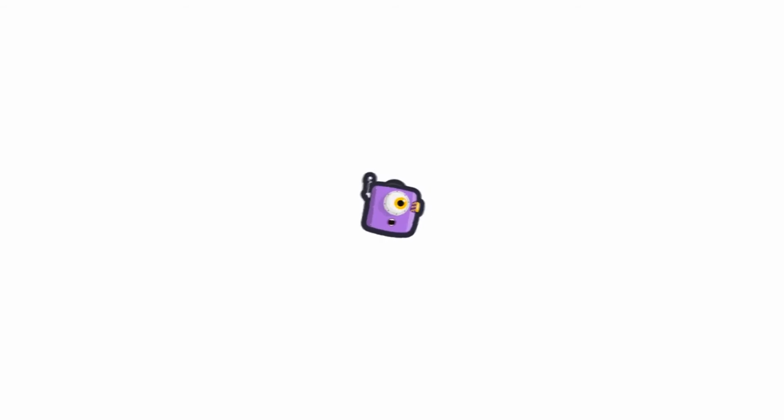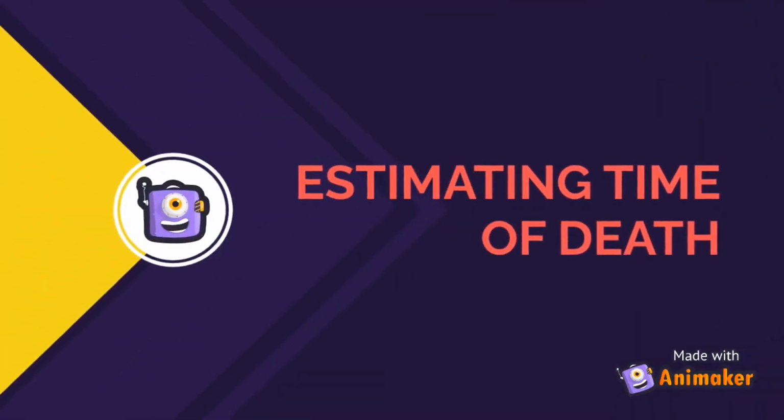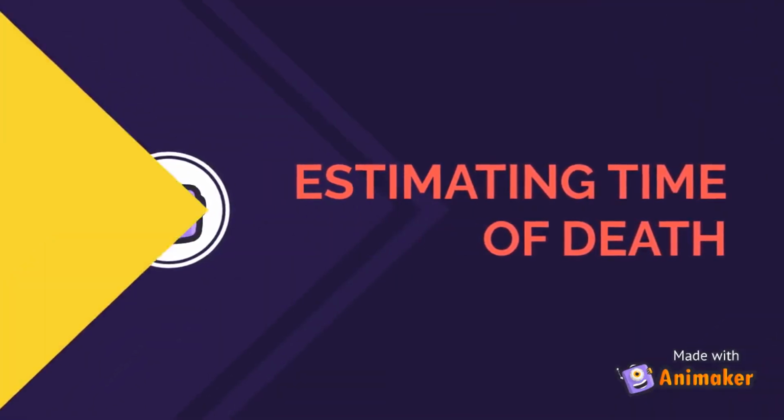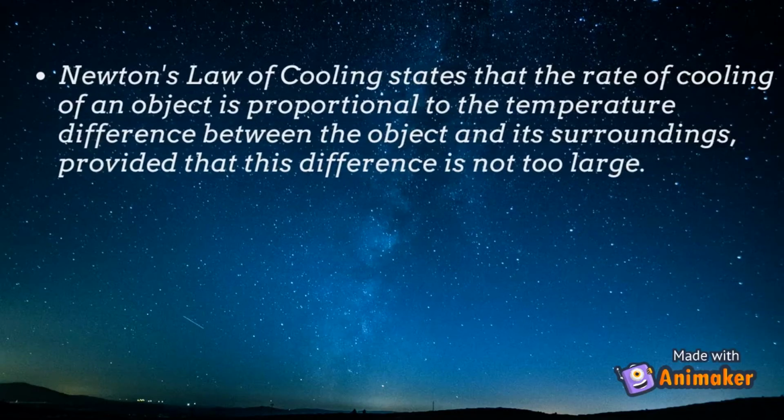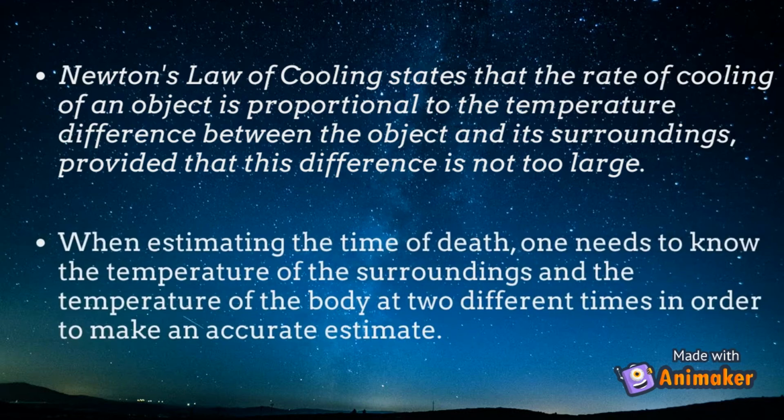Estimating time of death. Newton's law of cooling states that the rate of cooling of an object is proportional to the temperature difference between the object and its surroundings, provided that this difference is not too large. When estimating the time of death, one needs to know the temperature of the surroundings and the temperature of the body at two different times in order to make an accurate estimate.